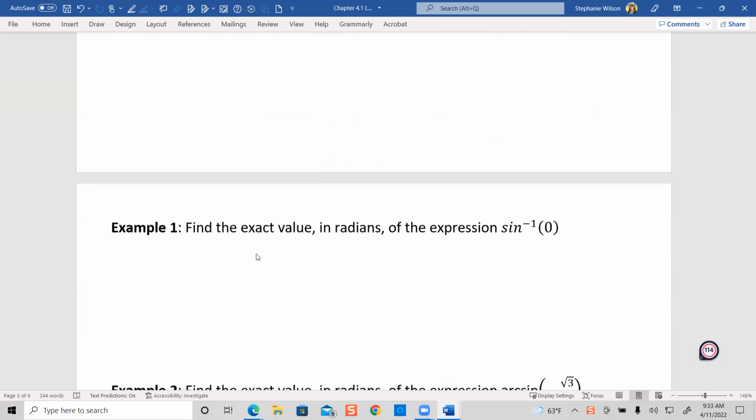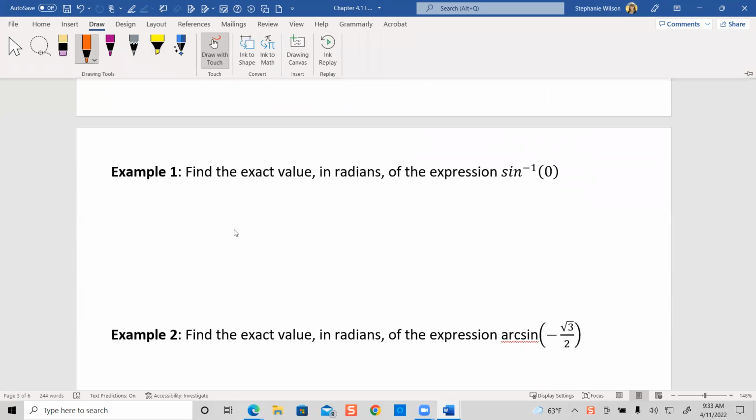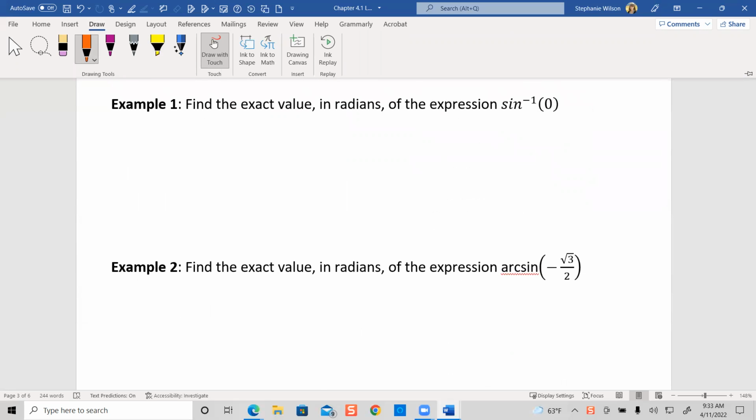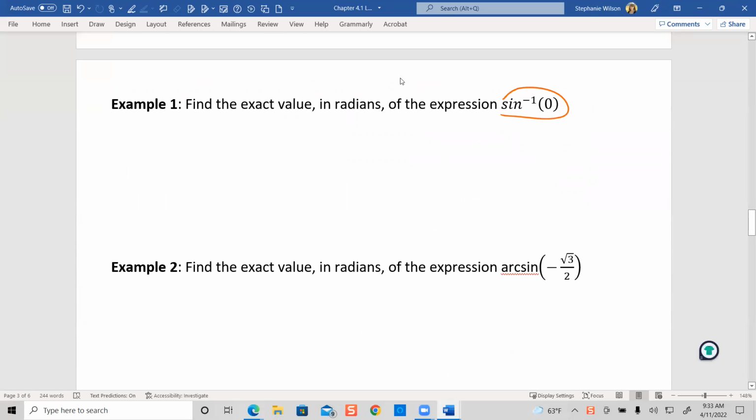So these are good things to have with you as you're learning this section. Example 1 says we're going to find the exact value in radians of the expression sine inverse of 0. We'll first look at the angle, sine alpha equals 0. And we know that it has an interval of negative pi halves to pi halves, which makes sense, right? If you look at your unit circle, sine falls on the y-axis. So whenever I look for this, I can solve for its inverse.